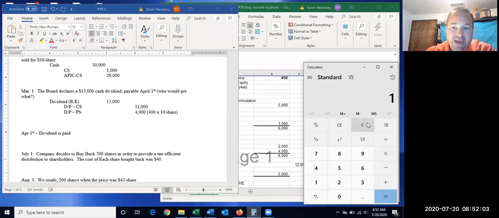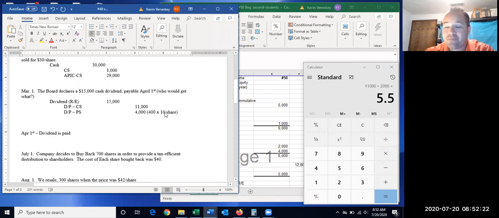So you just do the simple math. 11,000 divided by the 2,000 shares that are outstanding, they only get $5.50 a share. So it looks like they're getting more, but there's a lot more people to distribute it amongst. So preferred got $10 a share. They did better. Common stockholders got more money, but per share wise, they didn't do as well.